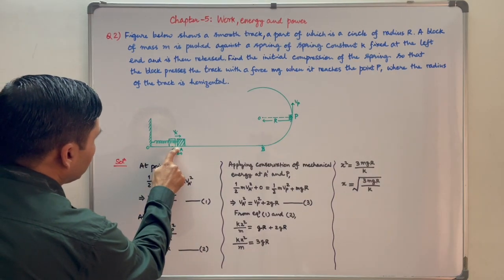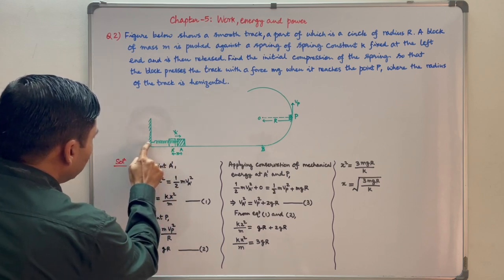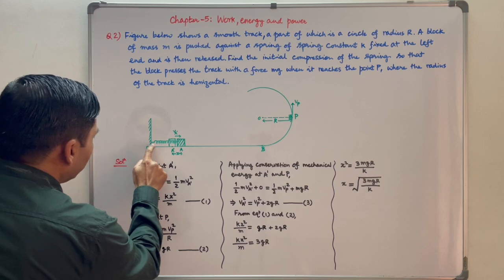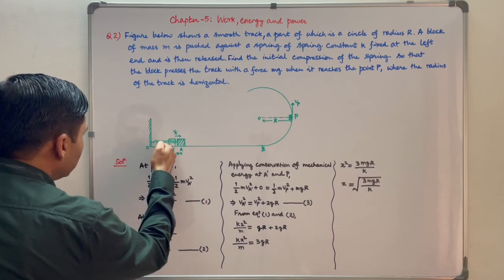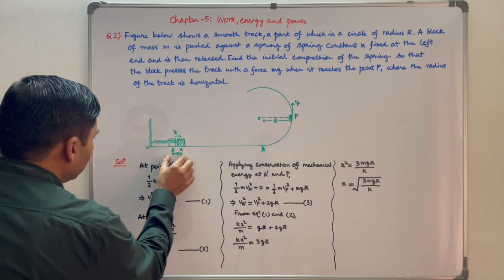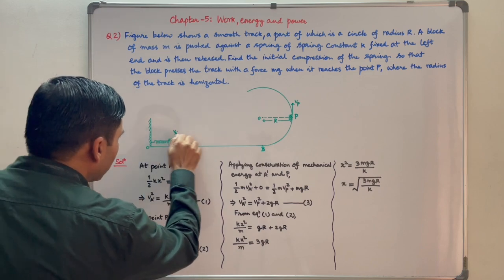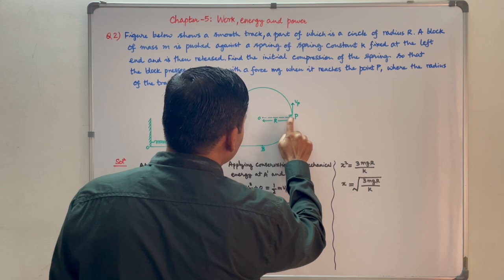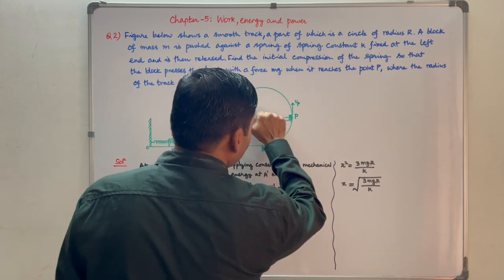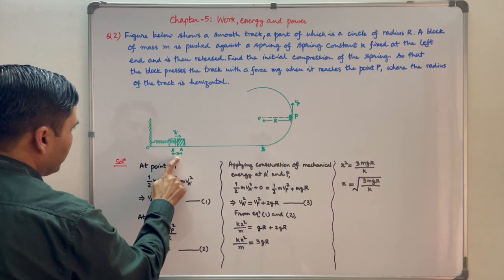Suppose a block of mass m is kept at A. It touches a spring whose other end is fixed to a wall. When the block is pushed towards the left, it compresses the spring by a distance x. When the block is released, the spring pushes the block towards right. It is given that when the block reaches point P, it pushes the track with a horizontal force mg. We have to calculate the value of x.